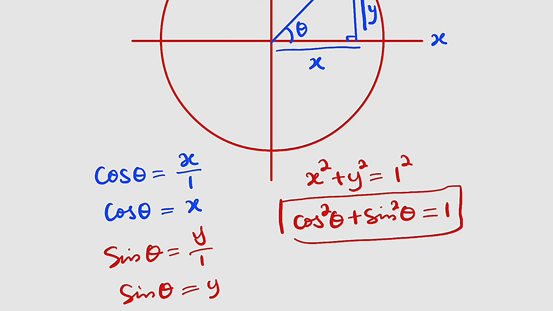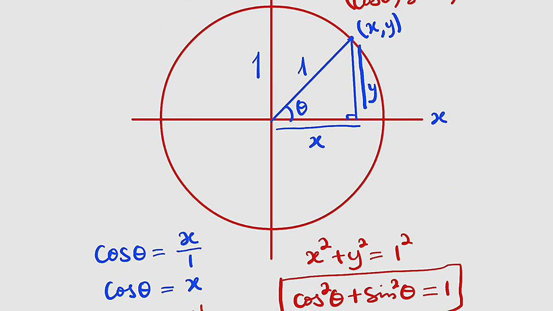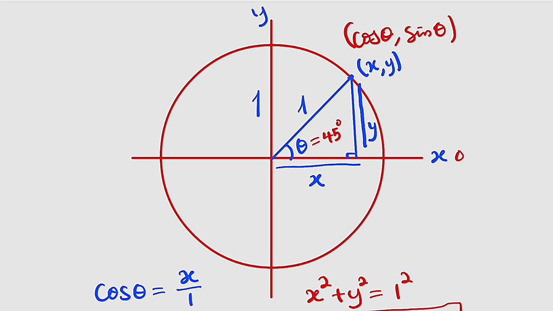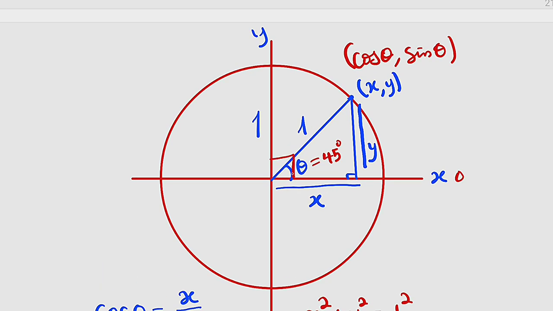Before we move on to angles, I would like to show you something very important. What if theta is equal to 45 degrees? We know that 45 degrees is halfway between 0 and 90 degrees, because this angle here is 90 degrees, and 45 will be halfway between 0 and 90 degrees, right? Therefore, the value of x and y will be the same because it is halfway.